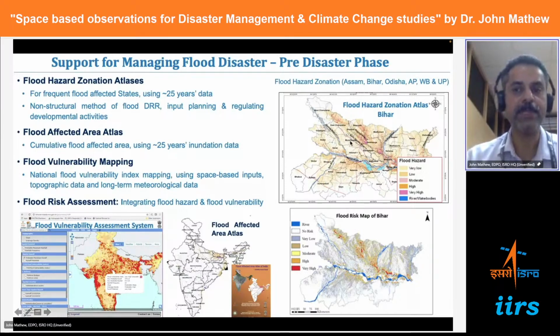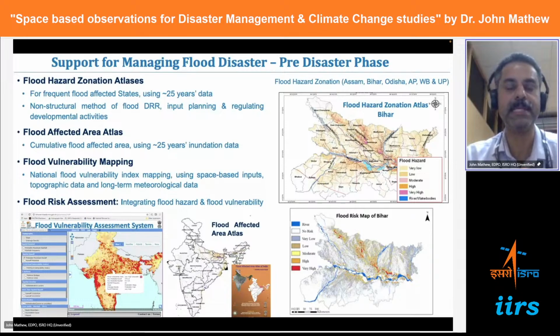How is it helpful for management? It is basically based on the frequency of flooding. That probability is based on how frequently these areas had been flooding in the past.